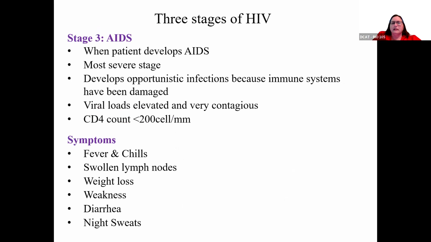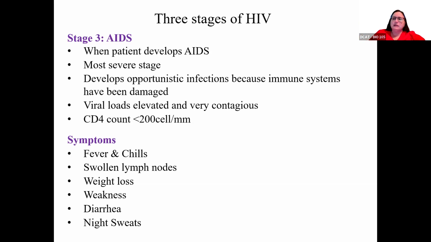This is when they start to develop opportunistic infections because their immune system has been damaged. So an opportunistic infection is anything that's laying dormant in the body, whether it's good bacteria, whether it's bad bacteria, and it's just waiting for the opportunity to be able to grow and flourish and cause disease. So the viral load at this point is very elevated.